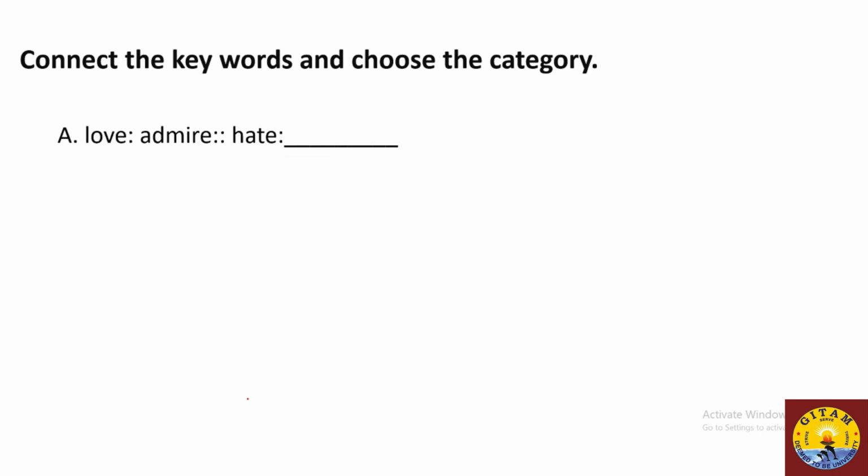Look at this. Love is to admire. Hate is to. Now think about it. Love is to admire. Don't you think love and admire are synonyms? Now I want a synonym of hate. Can you think of a synonym of hate? You may pause the video and think. Think of a synonym of hate. Dislike. That's your answer.